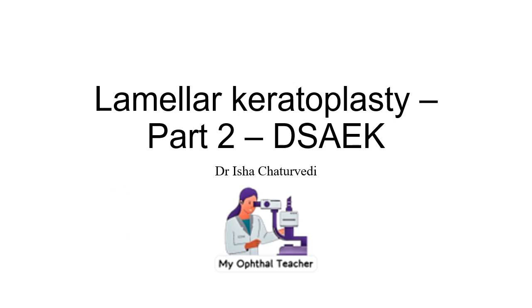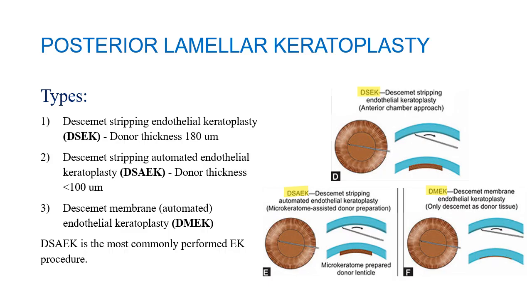So continuing with our lamellar keratoplasty, we are going to talk about posterior lamellar keratoplasties or endothelial keratoplasties in the subsequent two lectures. So this one's about DSEK. DSEK is a type of posterior lamellar keratoplasty. So three types. Descemet stripping endothelial keratoplasty where the donor thickness is 180 microns.